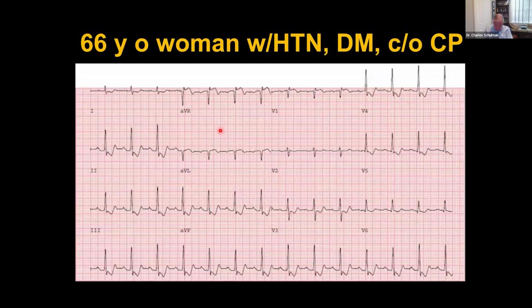Now, here's a woman with hypertension and diabetes who complained of chest pain. What's striking about this is the rather prominent ST depressions. 1, 2, 3, aVF, V2, 3, 4, 5, and 6. Widespread ST depressions. Is this an NSTEMI? Well, look at aVR. There's ST elevation in aVR. What does that mean?